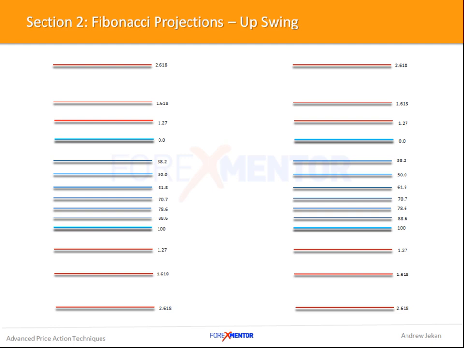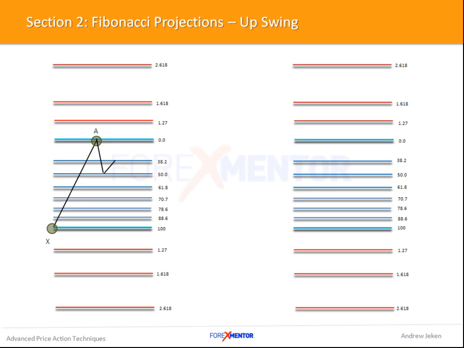Let's have a look now at Fibonacci projections, or extensions as some people call them, in an upswing. Pretty straightforward. We identify a swing from a high to a low, or in this case a low to a high, and you can see how we've just drawn the retracements. We identify the major swing and draw the fibs from the low to the high, and you can see we've labeled this XA. We're going to start labeling our swings, as with some of the patterns which we'll be getting to in the next section.